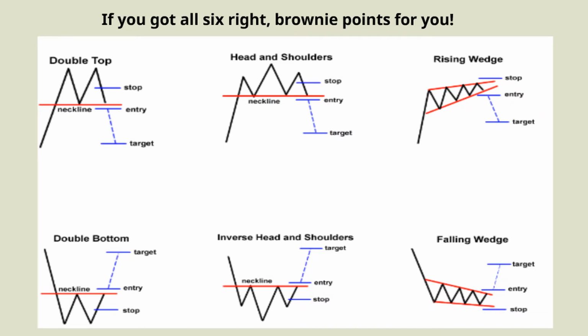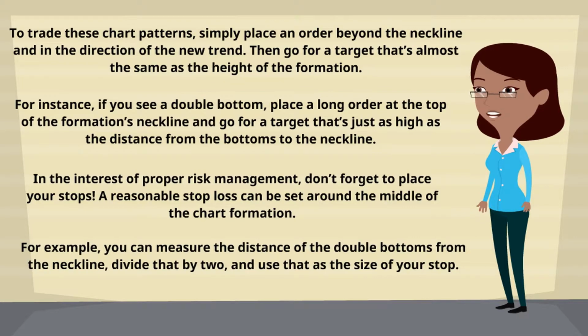To trade these chart patterns, simply place an order beyond the neckline and in the direction of the new trend. Then go for a target that's almost the same as the height of the formation. For instance, if you see a double bottom, place a long order at the top of the formation's neckline and go for a target that's just as high as the distance from the bottoms to the neckline.